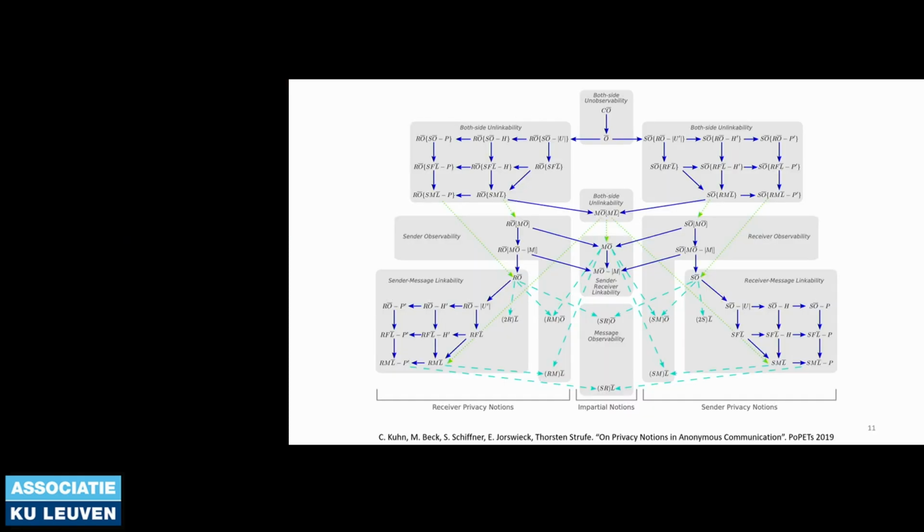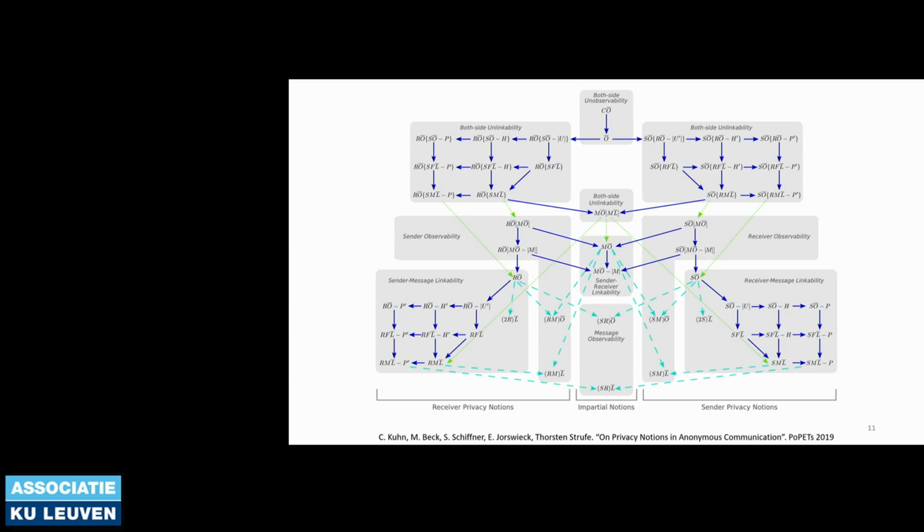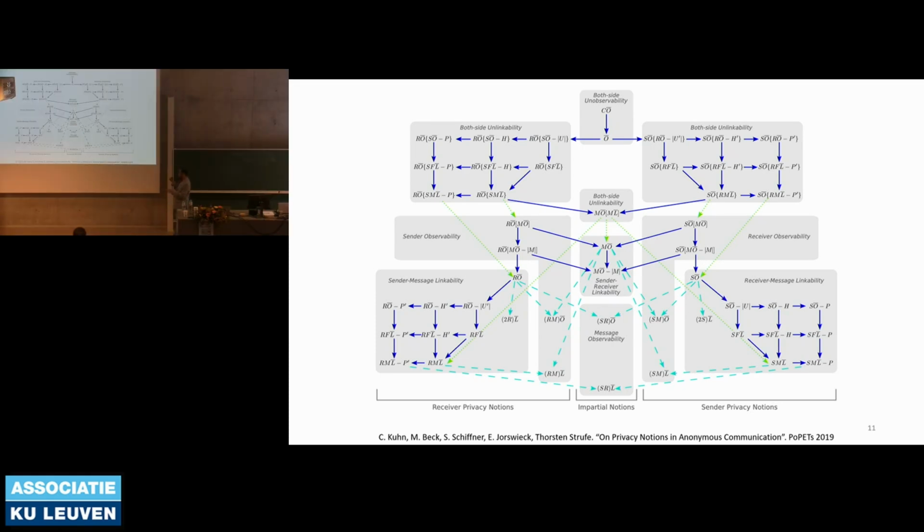So I only explained three notions, but there are many other ways to define anonymity. For example, you can define anonymity on the sender side, you can define anonymity on the receiver side, you can define anonymity notions which are impartial.